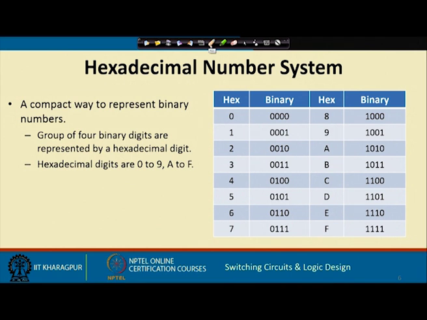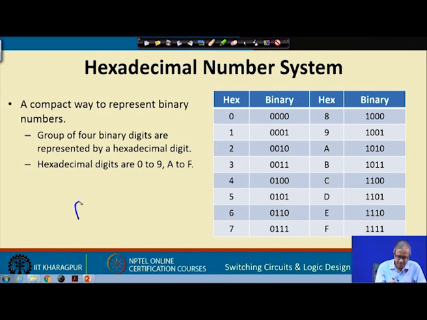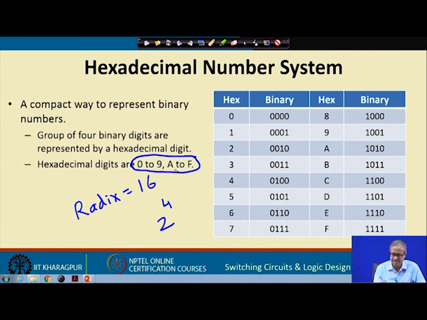So, in case of hexadecimal number system, radix is defined to be 16. 16 is again a power of 2, that is why binary to hexadecimal conversions are easy, and the 16 digits are defined as follows. The first 10 are 0 to 9, last 6 are A to F: A, B, C, D, E, F. So, 0, 1, 2, 3, 4 up to 9, then A, B, C, D, E, F. This is how the 16 digits are defined in hexadecimal.